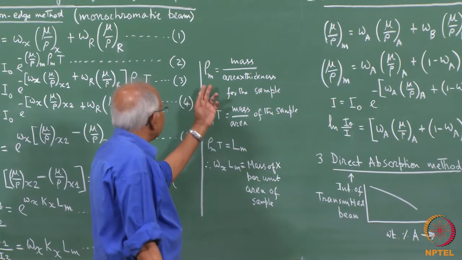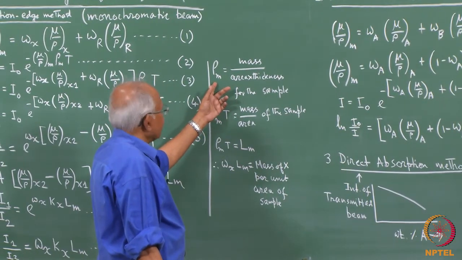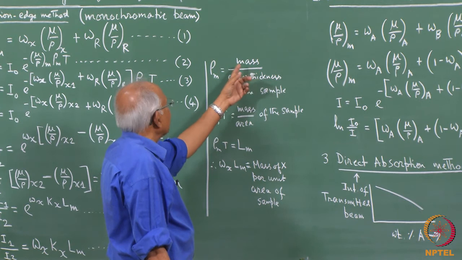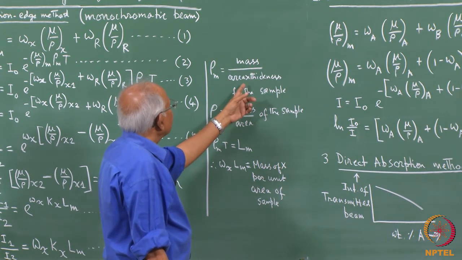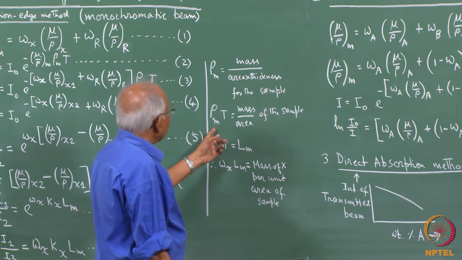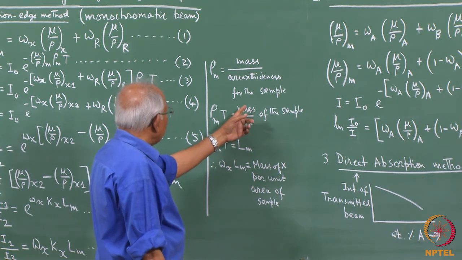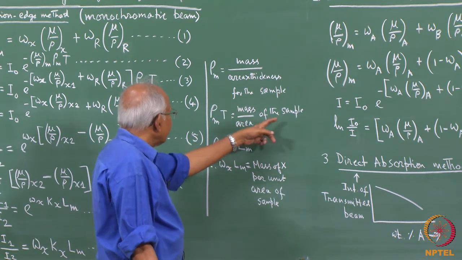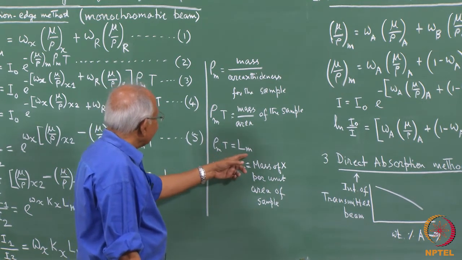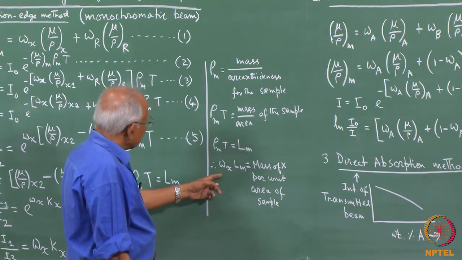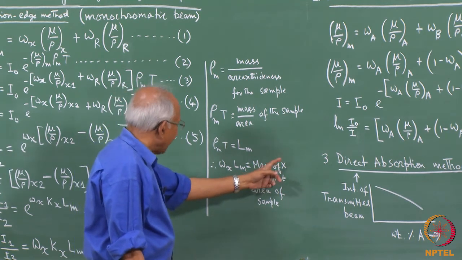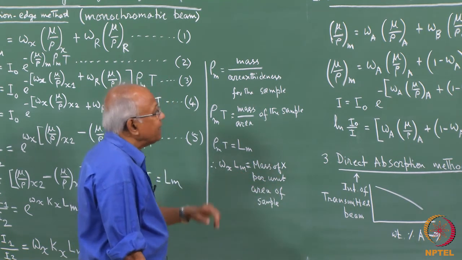Now, here ρm is the density of the mixture. So, ρm is nothing but the mass of the mixture, or mass of the substance, divided by its area times thickness, mass per unit volume. This is for the sample. So, if we multiply by t, then it will be simply mass per area of the sample. Now, ρm t has been written as Lm. So, if we write wx multiplied by Lm, it is actually the mass of x per unit area of the sample.